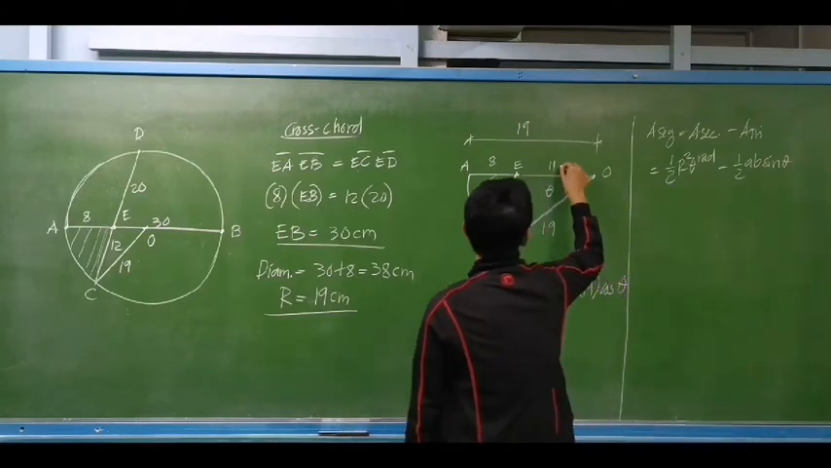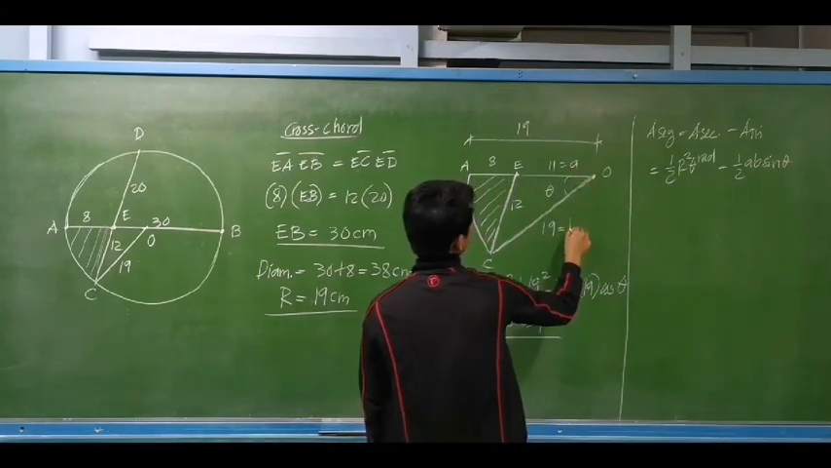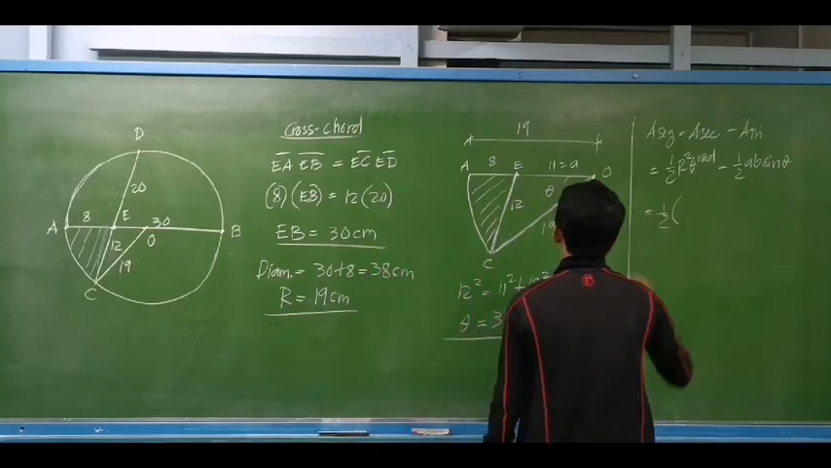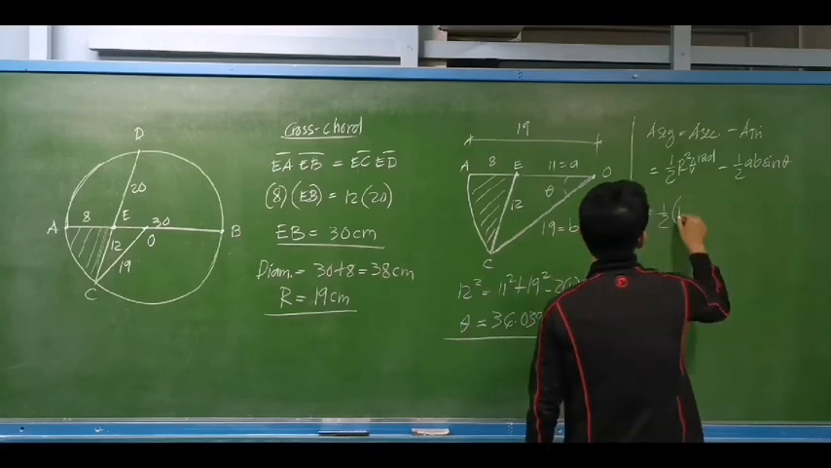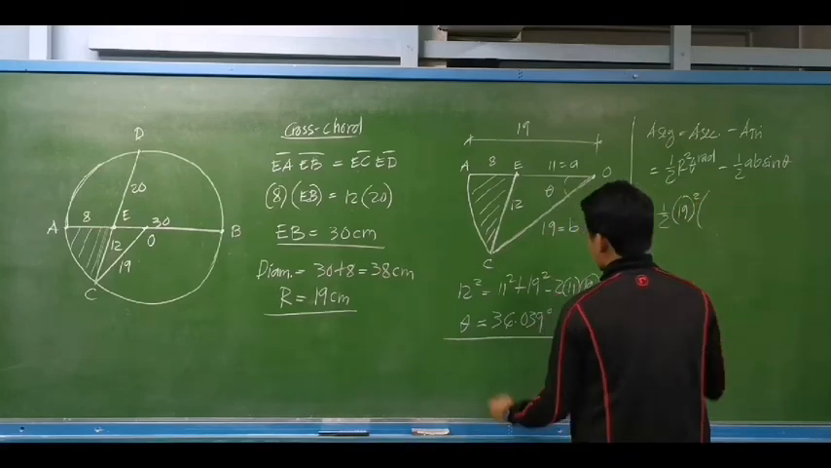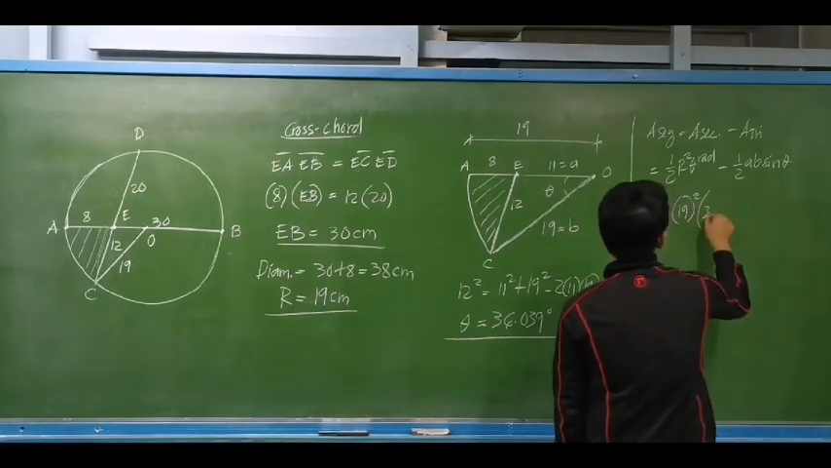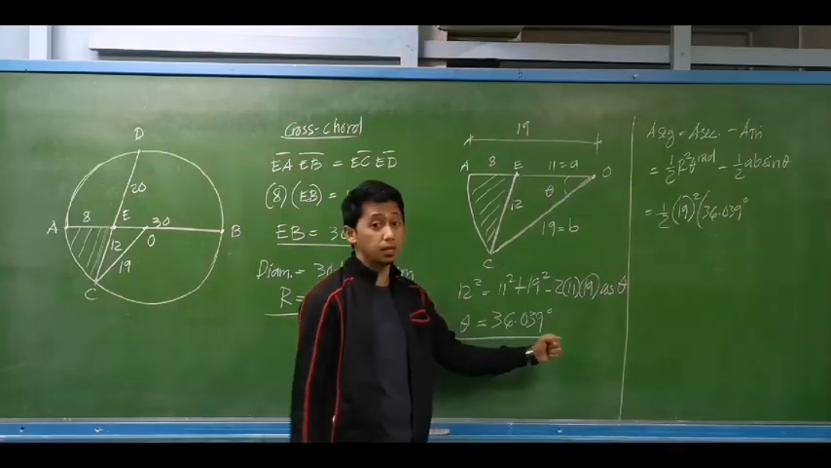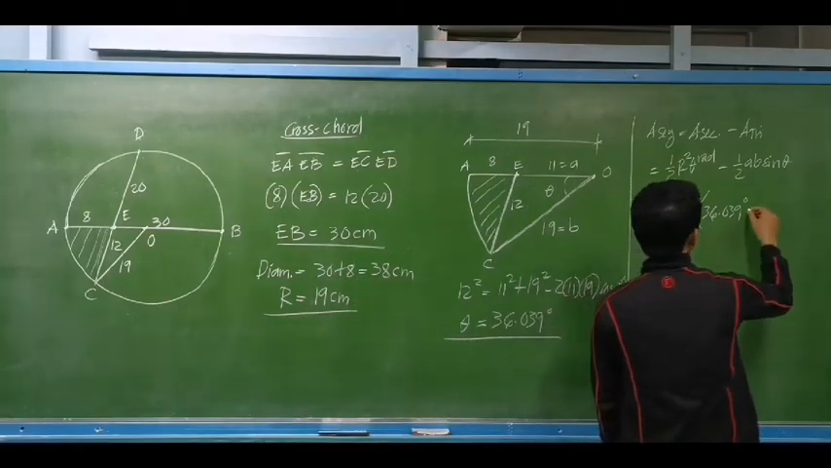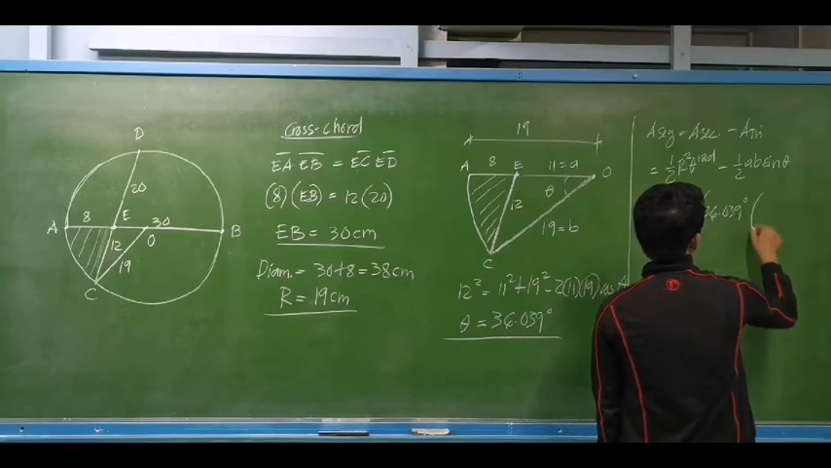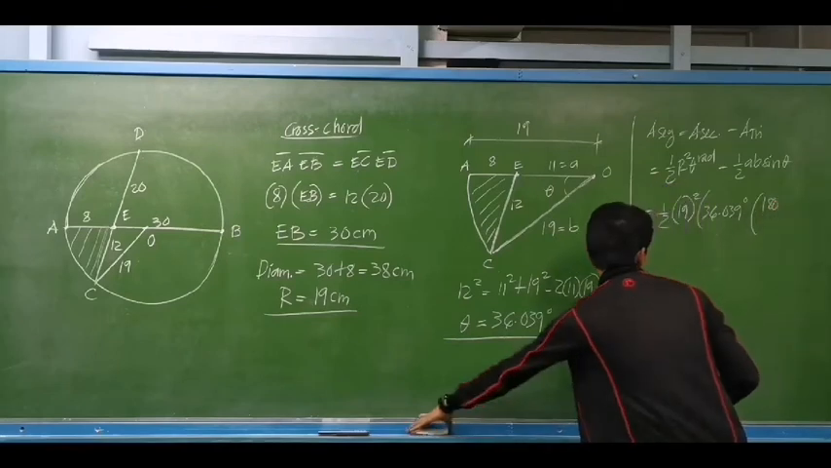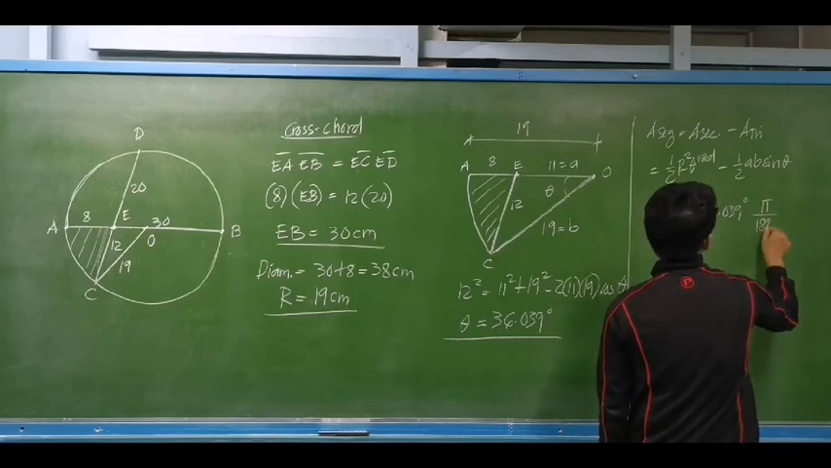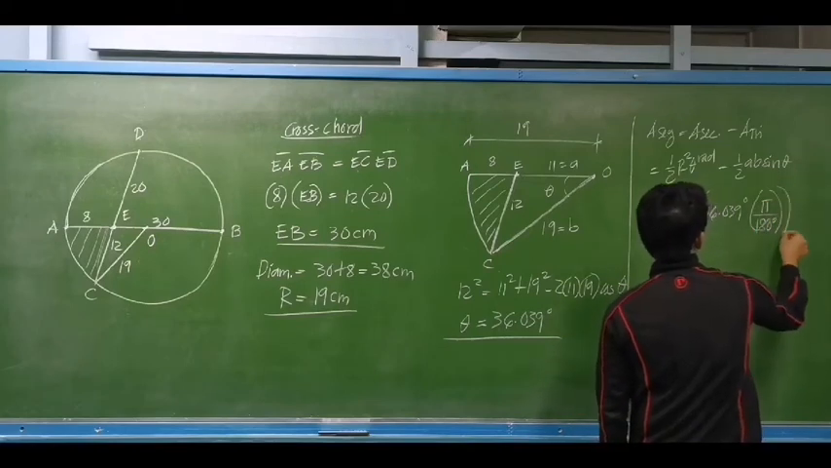So pwede kong sabihin na yung 11 yung A mo, 19 yung B. So we have now the area of the segment. This is 1/2. Ano yung radius ng circle na na-compute? This is 19 squared. Ano yung central angle na na-compute? We have 36.039 degrees. Kaya naman sa degrees ito, kailangan natin i-convert sa radian. Paano gawin yan? This is multiplied by pi divided by 180 degrees, para maging radian unit siya.